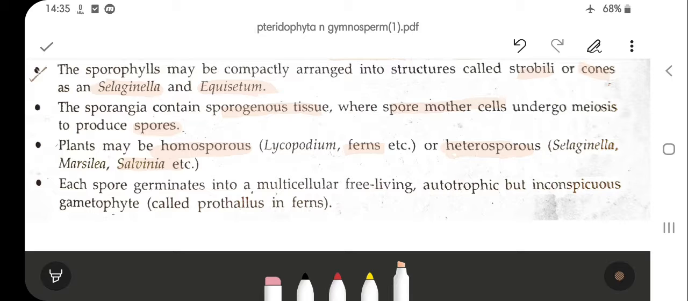Each spore germinates into a multicellular, free-living, autotrophic, meaning it can synthesize its own food, but inconspicuous gametophyte, and that inconspicuous gametophyte is known as the prothallus. So what is the prothallus? It is the gametophyte of the Pteridophyte. The gametophyte part of the Pteridophyte, in the fern, is known as the prothallus.